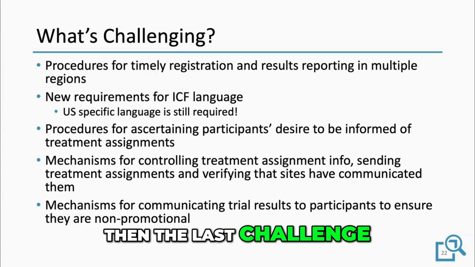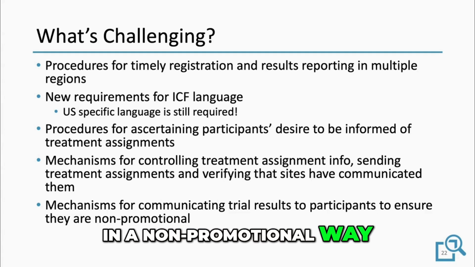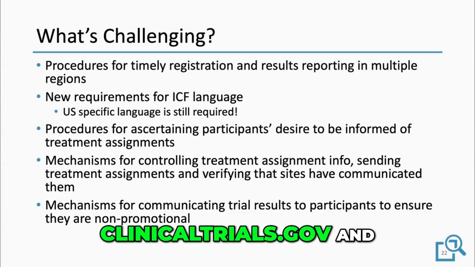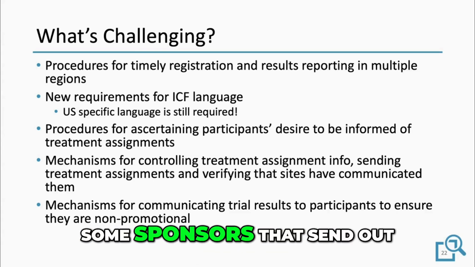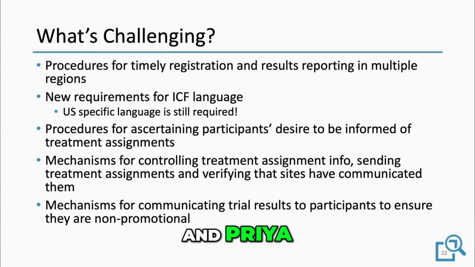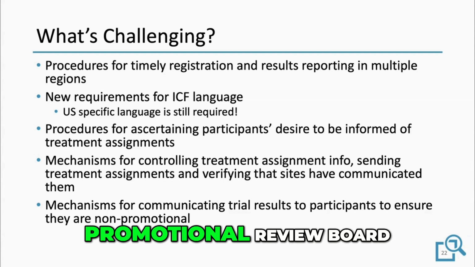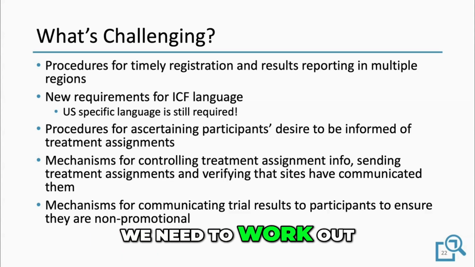And then the last challenge here is about communicating trial results to participants in a non-promotional way. The easiest way to do this would be to have the sites inform the participants to go to CTIS or clinicaltrials.gov and look up the results. But Priya was telling me the other day that she's working with some sponsors that send out a short communication to the sites. And Priya, you can chime in if I'm getting that wrong. So do those communications have to be IRB approved? Are they going to be reviewed by your promotional review board? Just a whole bunch of questions that are not insurmountable, but we need to work out.